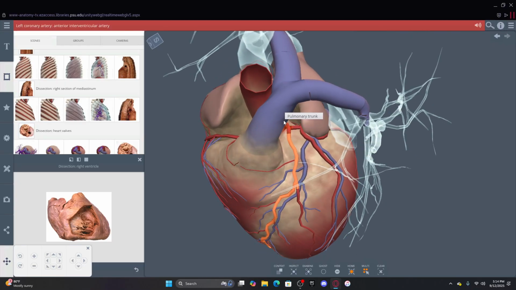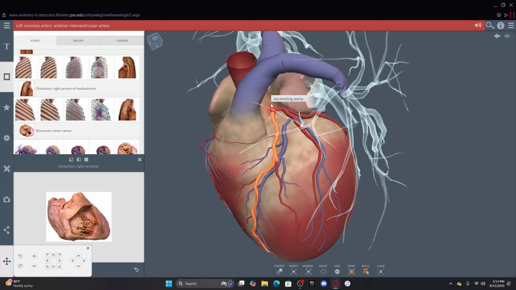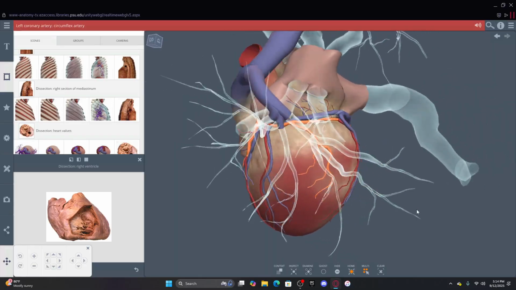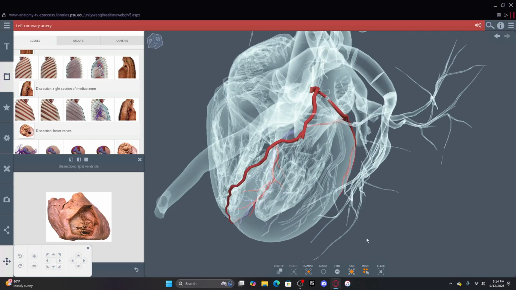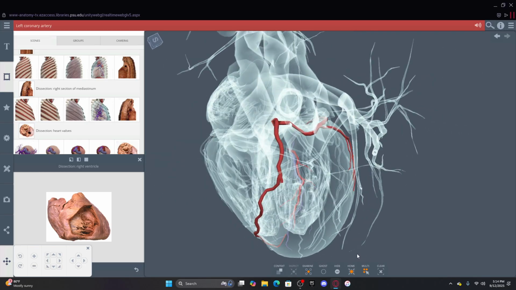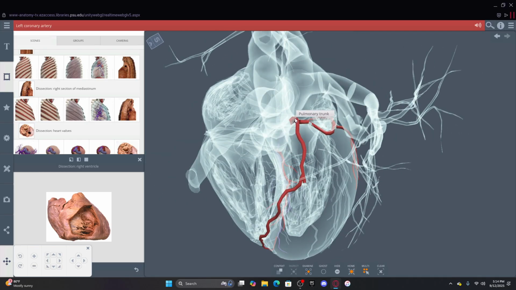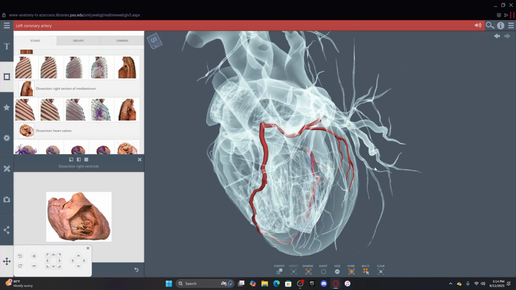So we're looking at the left coronary artery right now. The first branch was the anterior interventricular artery. The second branch is the circumflex, right? Circumflex, circle, it wraps around. So if I press on this again and examine, we see the left coronary artery, the anterior interventricular artery, and then we see the circumflex.